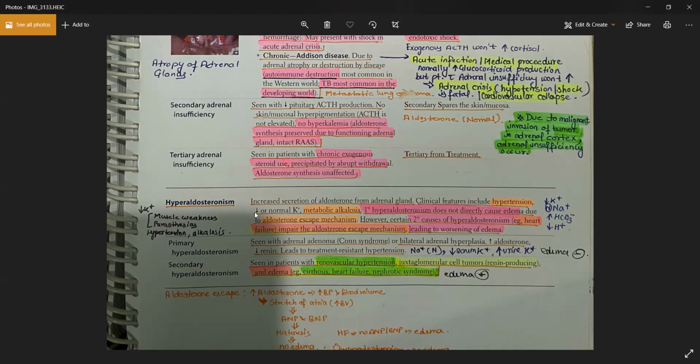You will have the low level of potassium. Because of the sodium and water reabsorption, you will have a hypertension. Okay, but sodium levels will be normal, because you're absorbing water along with the sodium. So these levels would be initially normal. Okay, but now what's gonna happen? You will have the aldosterone escape mechanism.